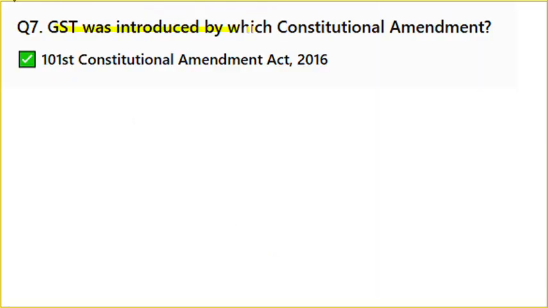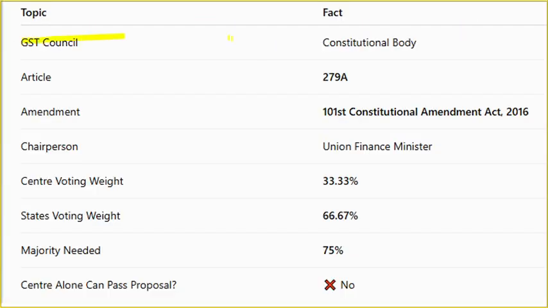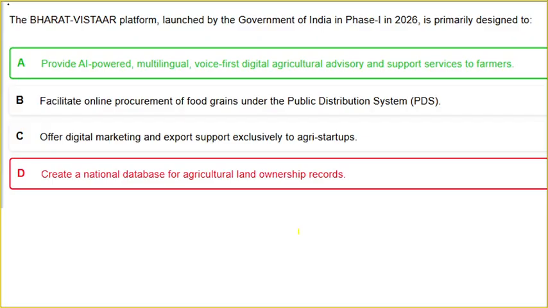GST was introduced by which constitutional amendment? 101st Constitutional Amendment Act 2016. GST Council is a constitutional body under 279A, 101st Constitutional Amendment Act 2016. Chairperson: Union Finance Minister. ये चलिए, next.